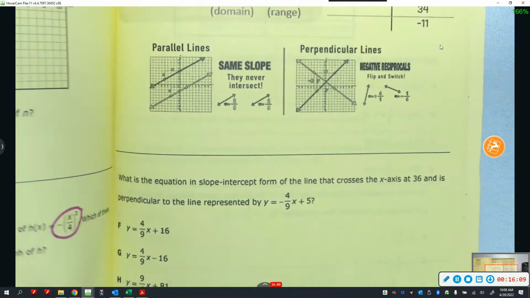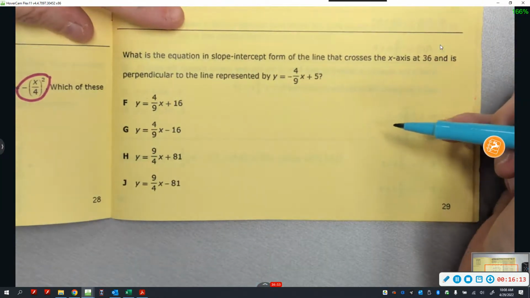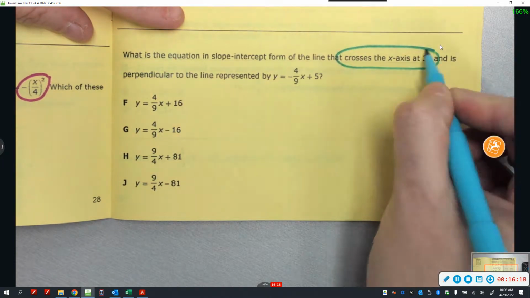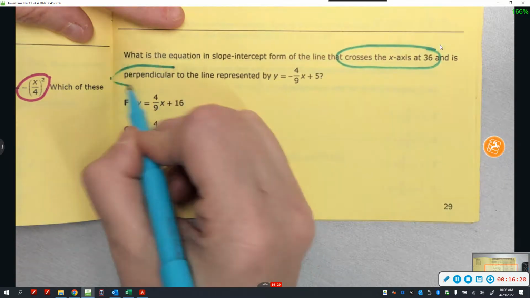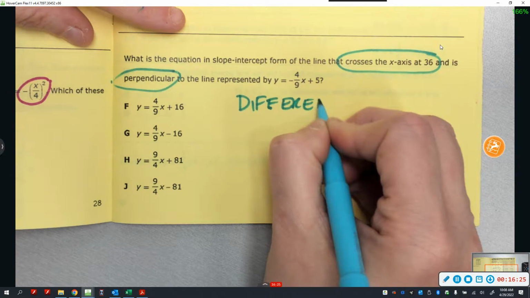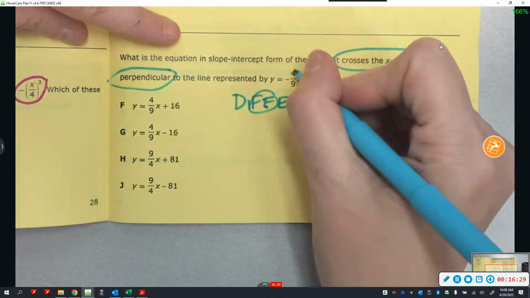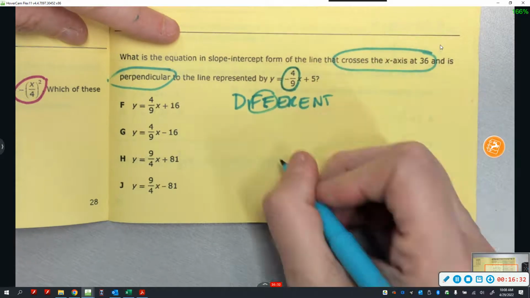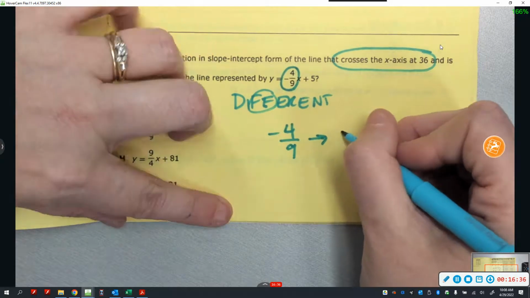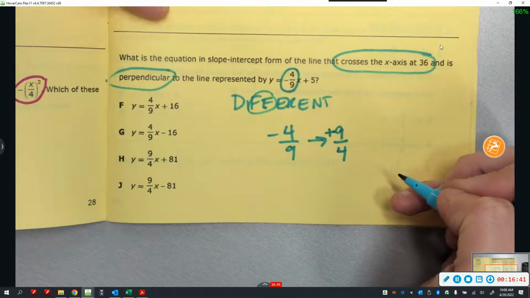So on page 29 back here, it says, what is the equation in slope-intercept form of the line that crosses the x-axis at 36 and is perpendicular? So I'm going to circle "crosses the x-axis at 36" and "is perpendicular." And I'm going to write "different," and I'm going to circle the two F's because that means I've got to make two changes to this slope. The slope is negative 4 over 9, negative 4 ninths. So first thing I'm going to do is flip the fraction. That becomes 9 over 4. Then I'm going to flip the sign, positive 9 over 4.